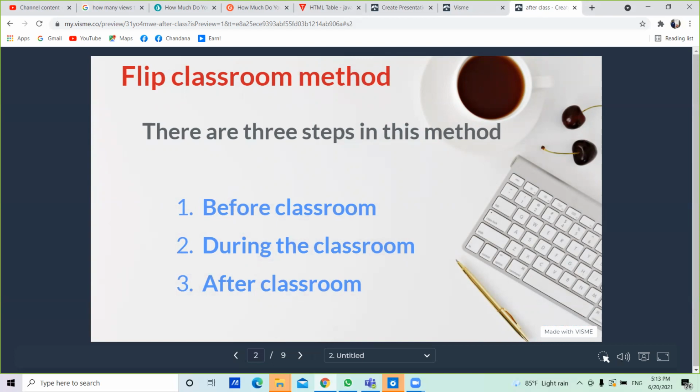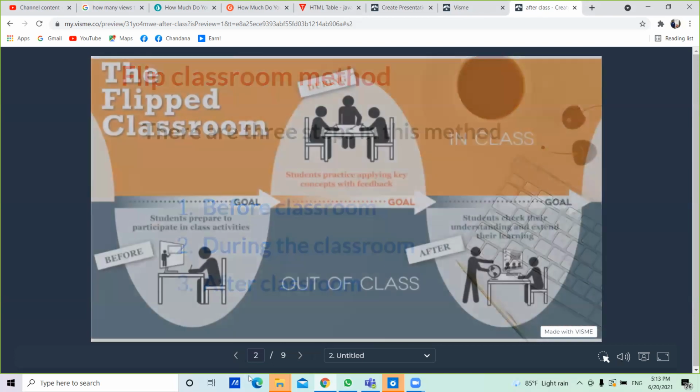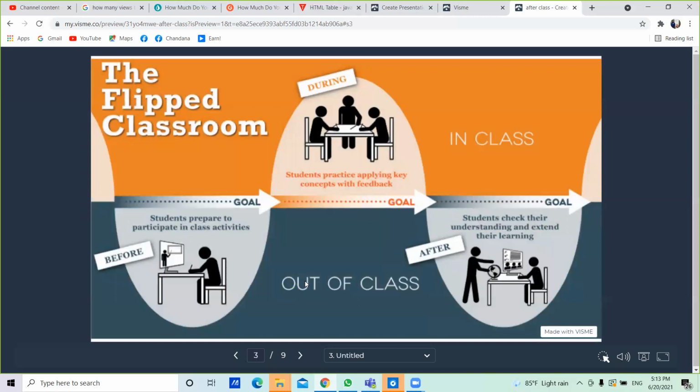Before classroom means you have to think about the activities you want to give before starting the online lesson. Then you have to think about the activities and the other things you want to do during the classroom. In the same way, you have to think about the activities you have to do after classroom. Right. Look at the diagram here. This diagram also explains the same concept, flipped classroom.